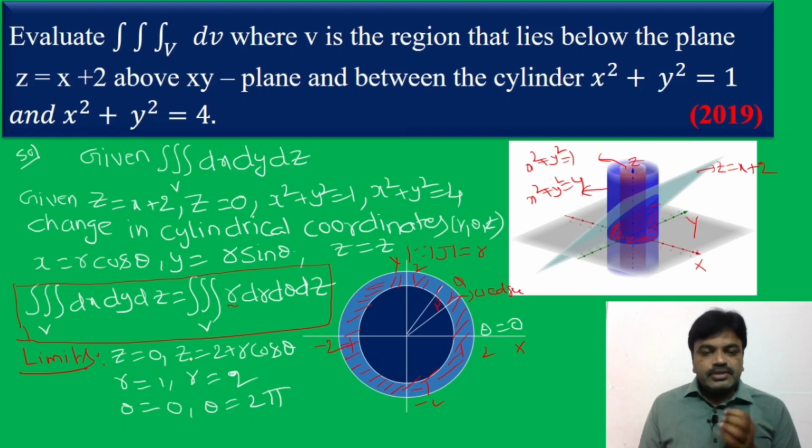Once again, how to find the limits here. Clearly above the xy plane, z is equal to 0, and below the plane z is equal to x plus 2. So this is our region. z is equal to x plus 2, where x is r cos theta. So finally we get z is equal to 2 plus r cos theta, substitute here. Then I want to find the r and theta limits.